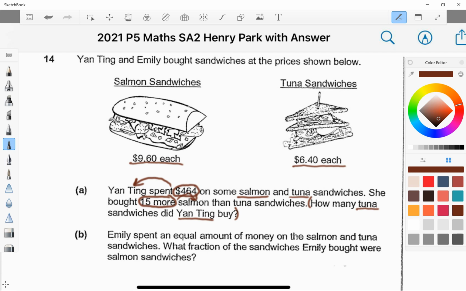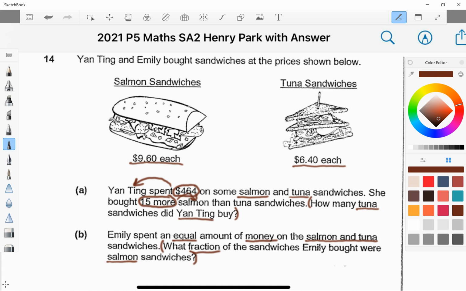As for part B of the question, which is indeed regarding equal value, because they say that Emily spent equal amounts of money on the salmon and tuna. And they were asking us what fraction of the sandwiches Emily bought were salmon. So we're looking at fraction salmon.